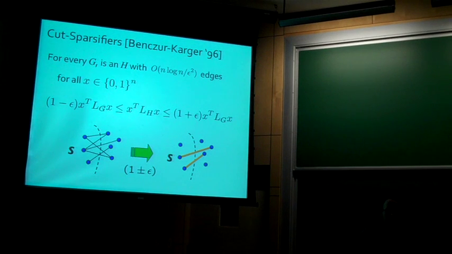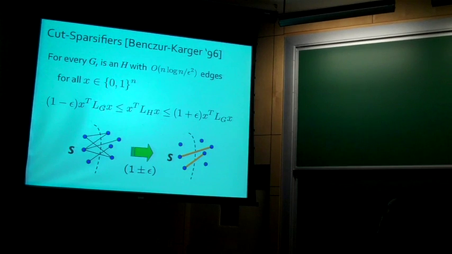So this is very useful if you want to solve cut problems in graphs. It says you don't have to work with a dense graph. You can quickly turn it into a sparse graph and then solve the cut problems there. And it was because of this theorem that we thought the spectral sparsifiers might exist. The main difference is we need not all x in {0,1}^n, we need all x in R^n. But it's a related condition.